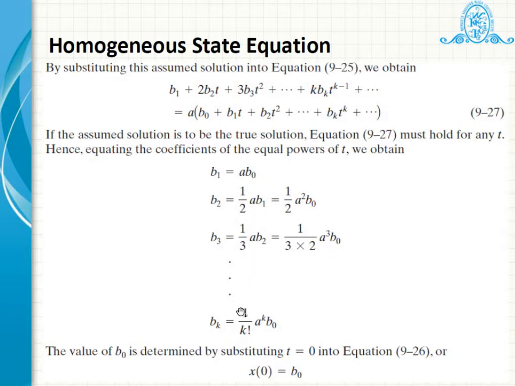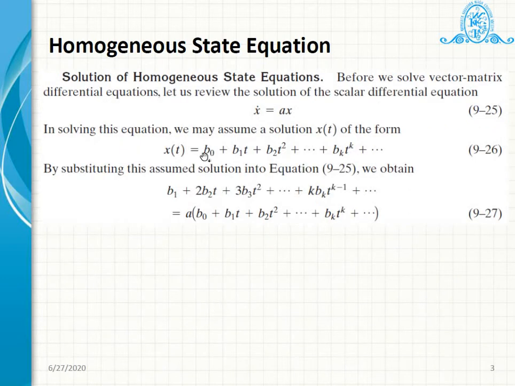We will calculate this. Finally, if the coefficient is bk here, that bk is determined as 1 upon k factorial. So here it is 3 factorial, here it is 2 factorial. Similarly, here it will be 1 upon k factorial a raised to k b0. So what we are doing is calculating the values of b1, b2, b3 up to bk, which we are assuming as the solution of the equation, because here we have assumed that x of t is equal to b0 plus b1 t plus b2 t square and so on. This is the assumed solution of 9.25.